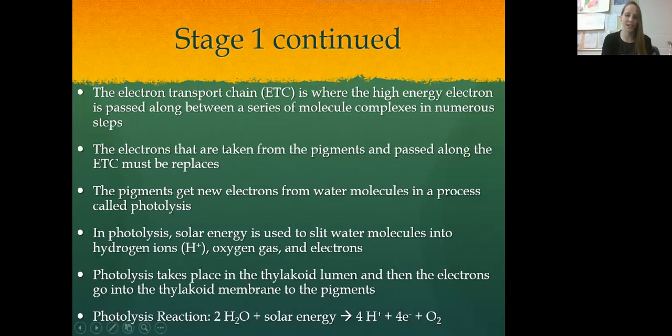So the way this works is we get 2 water molecules plus the solar energy gives us 4 hydrogen ions, 4 electrons, and O2.